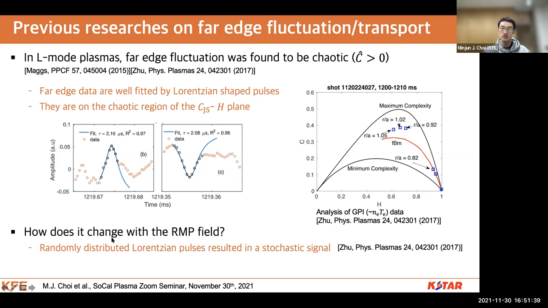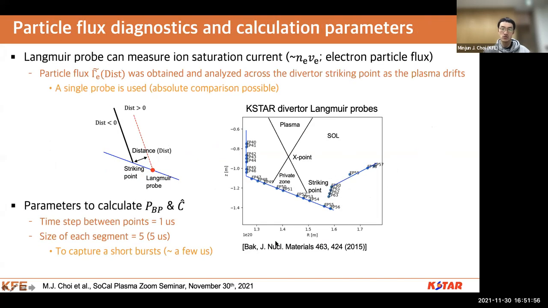And there was some hint from this work. They show that randomly distributed Lorentzian forces result in a stochastic signal. So maybe the signal would be more stochastic with RMP field. And it is actually shown in our work.